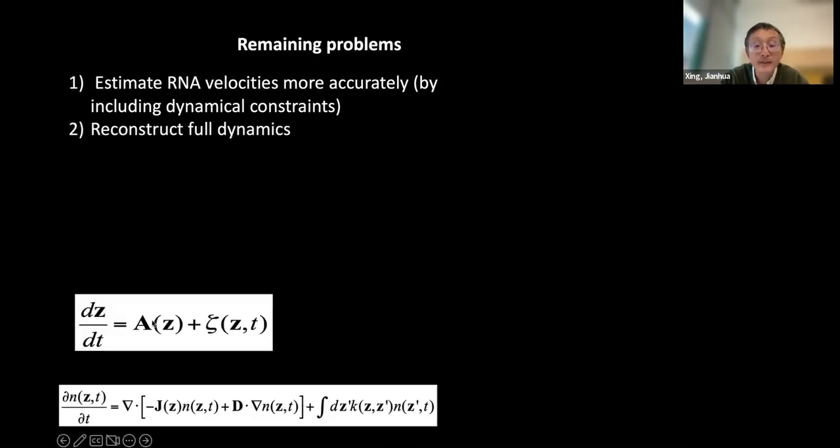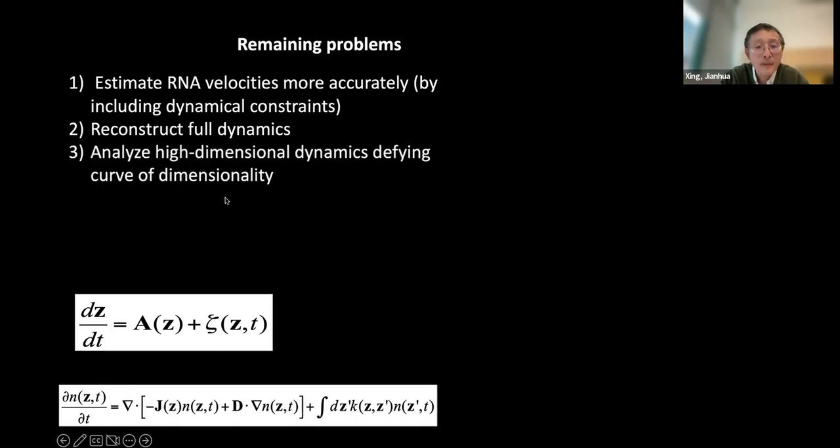We focus on this, the convection part. Can we get the full dynamics? When we have the high dimensional model, can we find a way to analyze the dynamics despite the curse of dimensionality?